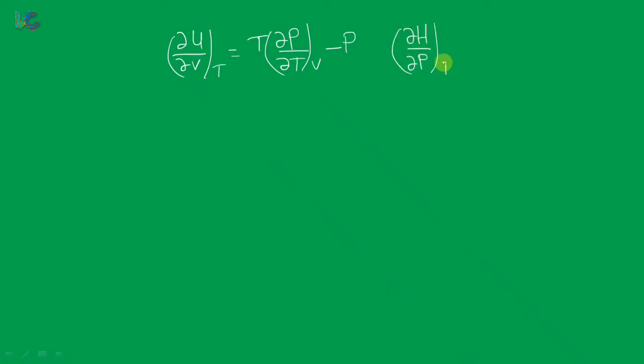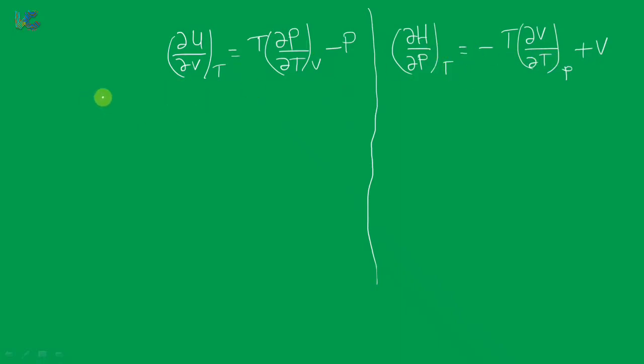Let's make a table and compare the first thermodynamic equation of state and the second. The first thermodynamic equation of state means this term, del U del V at constant T, is equal to T into del P del T at constant V minus P. And the second thermodynamic equation of state means this term, del H del P at constant T, is equal to minus of T into del V del T at constant P plus V. So this is the first and this is the second thermodynamic equation of state.